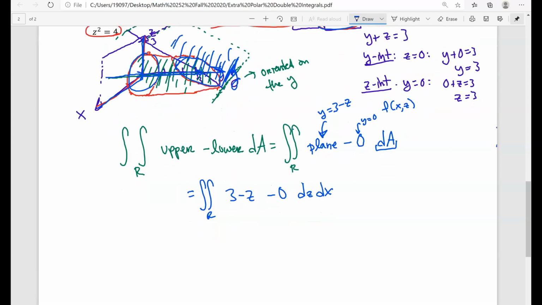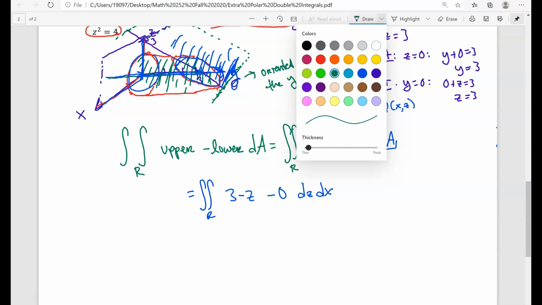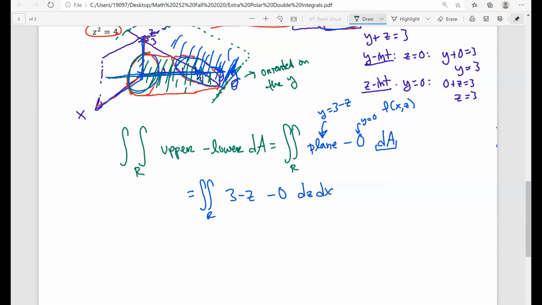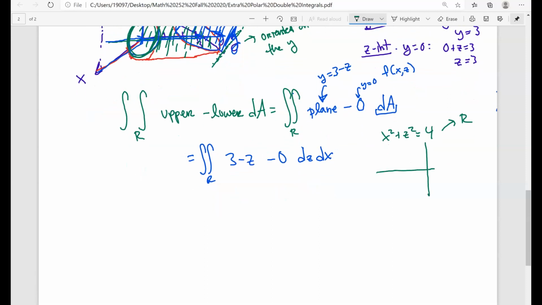Okay, now the question here is, what is going to be my R? My R is going to be whatever is projected on the xz plane. And you can see that the picture that's projected on the xz plane is going to be this circle. This circle comes from the cylinder that we projected. So the cylinder, x squared plus z squared equals 4, is going to be the projection of the region R. So you're going to have this circle of radius 2.